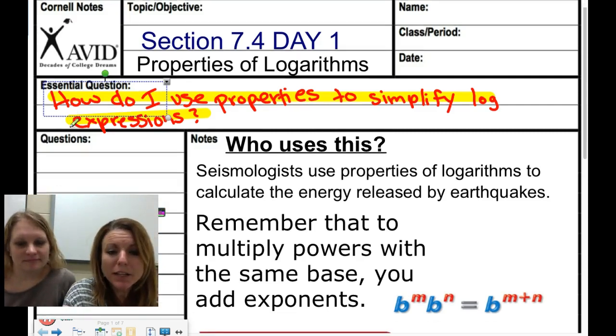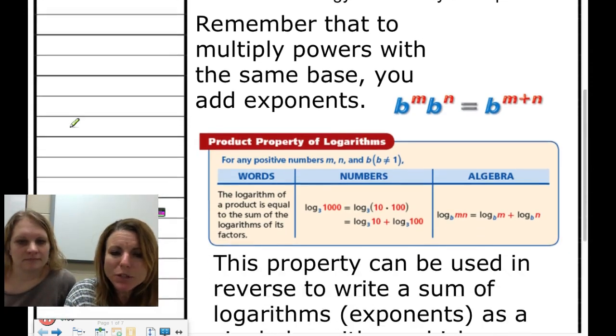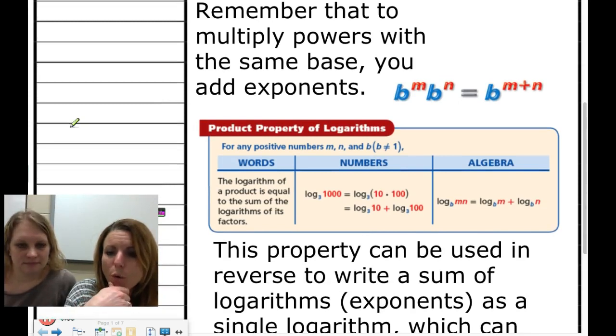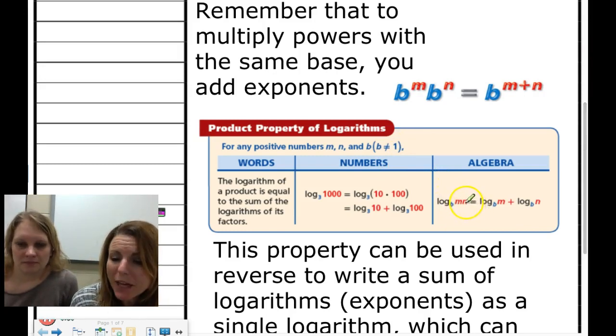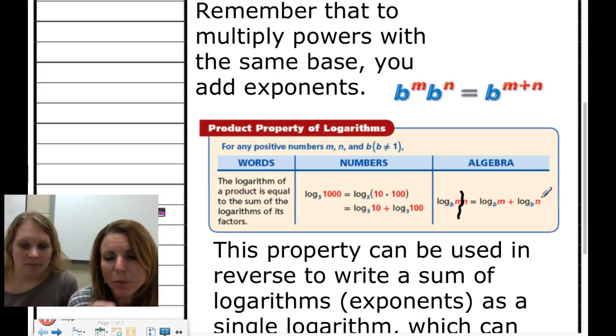So remember that to multiply powers with the same base, you add your exponents. You guys know that. Well, the same properties hold for logarithms. So, for example, here's the property. When you have the log base b of m times n, you're going to break that up into two separate logs. So you're going to write log base b of m plus log base b of n. You're adding, just like we did up there with the exponents.